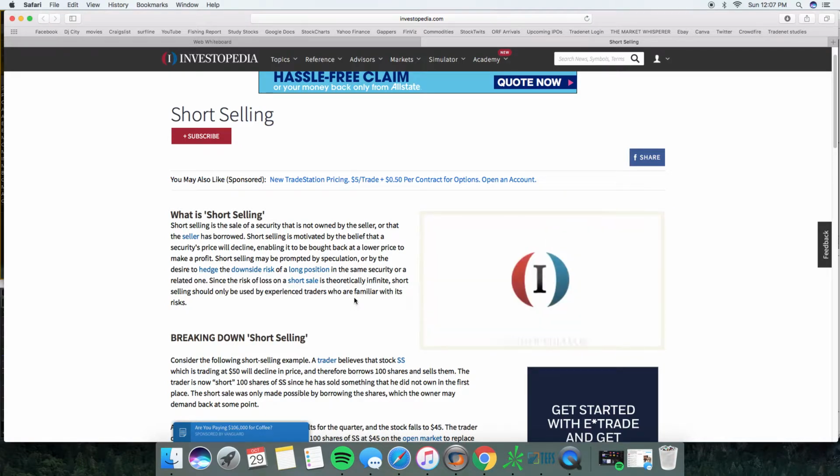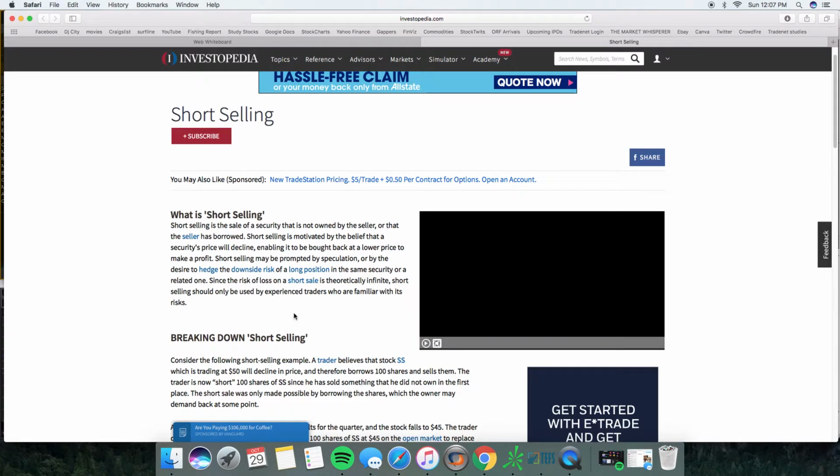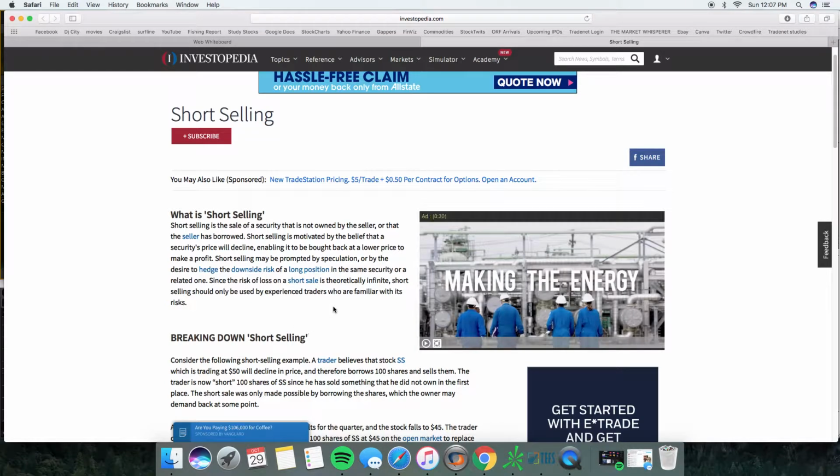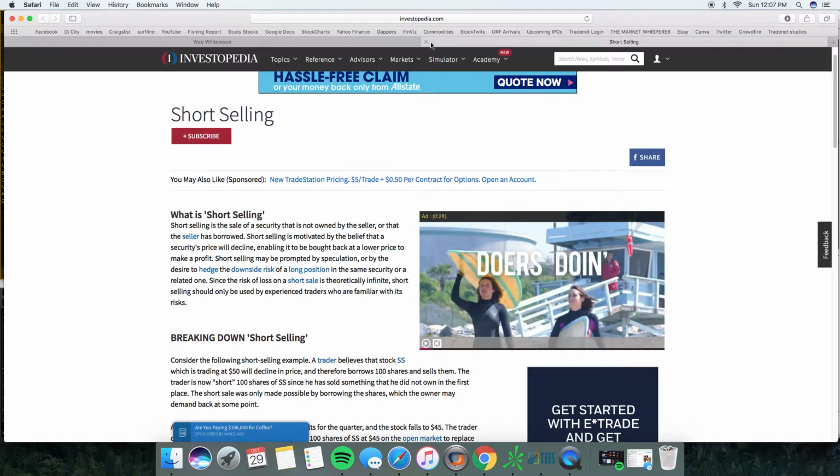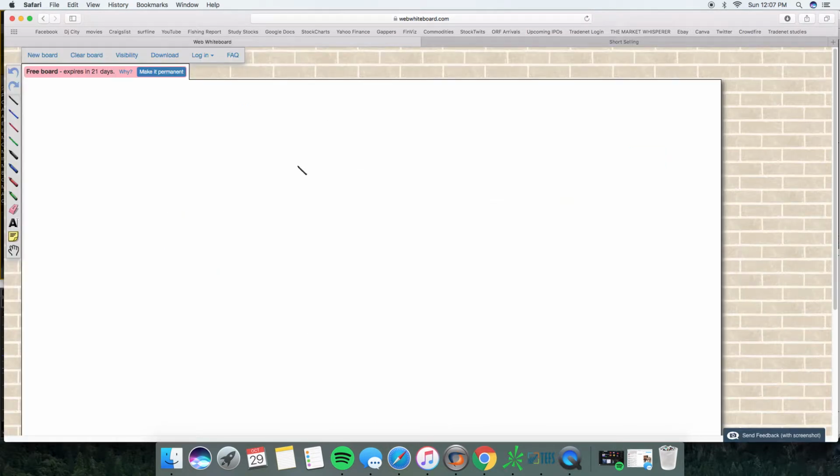Since the risk of a loss on a short sale is theoretically infinite, short selling should only be done by experienced traders who are familiar with the risk. And I'll cover that here shortly. Now, one of the best explanations I've ever heard for a simple short sale and how it works was actually done with an iPhone. So I'll explain that to you guys.